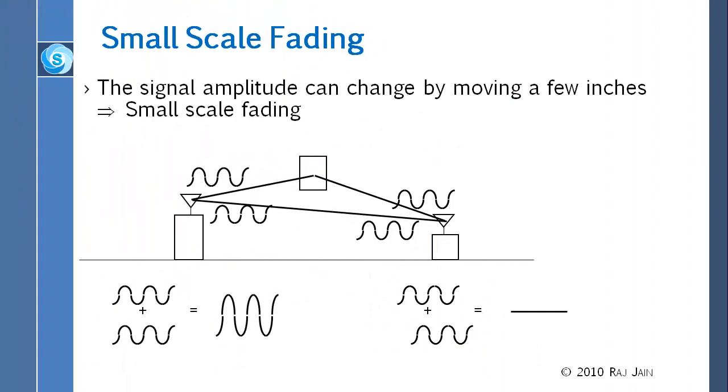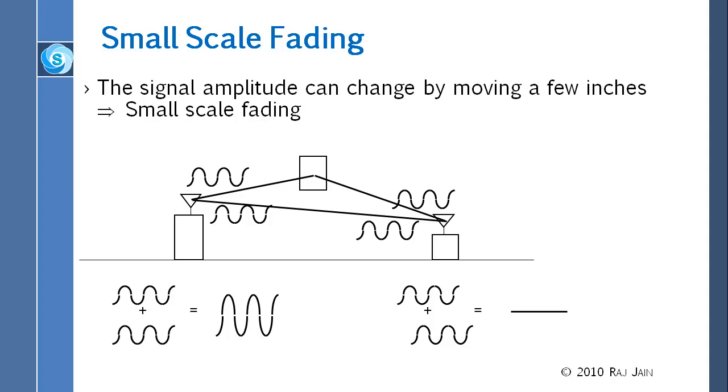Let's talk about changes in the signal. Changes in the signal is called fading. Now, if you move your receiver just by a centimeter, so it was here, and it moved just 1 centimeter, it can make a big difference. You know why? Because the signal wavelength is 12 centimeters or something like that. The signal wavelength is on that order.